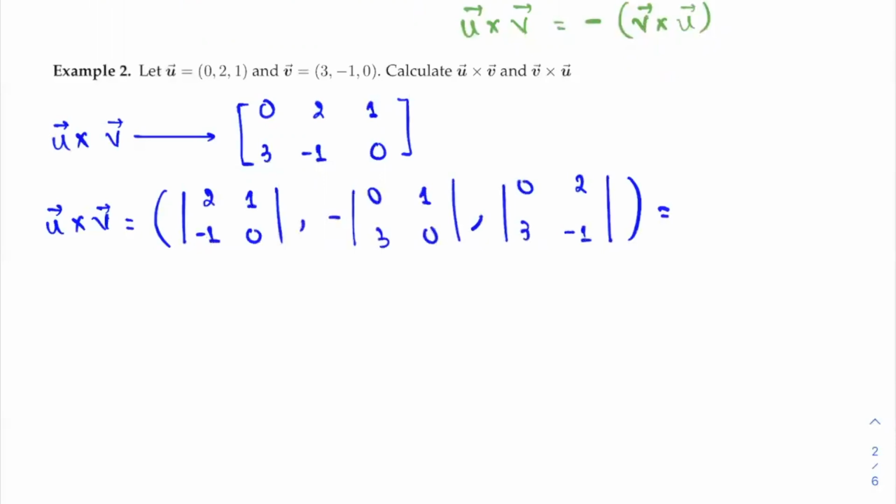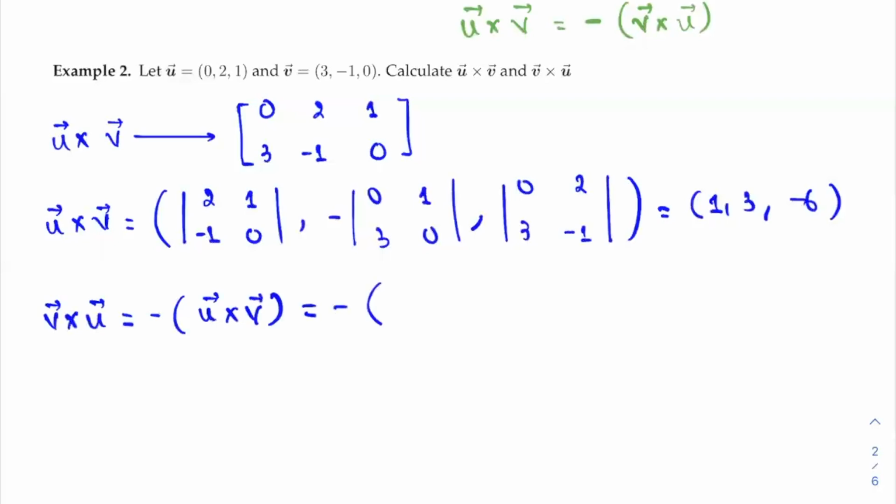And the result you get for this calculation is 1, 3, negative 6. And as we see in the last example, when you do U crosses with V, that's going to be equal to negative of V crosses with U, and vice versa. So when you do V crosses with U, it's going to be equal to negative of U crosses with V, or negative of the vector 1, 3, negative 6. And therefore, the result of V crosses with U is negative 1, negative 3, and positive 6.